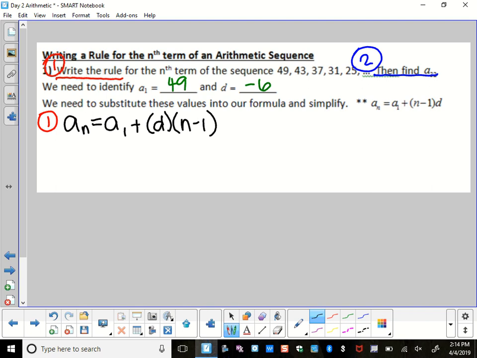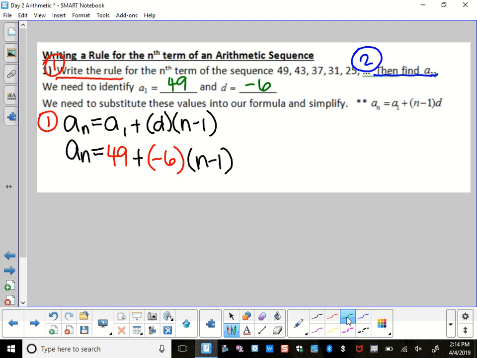What we are going to do is we're going to plug things in, okay? Because I'm writing a rule, that a sub n just stays. I have nothing to plug in for n right now. What's my first term? 49. What's my difference? Negative 6 times n minus 1. Okay?